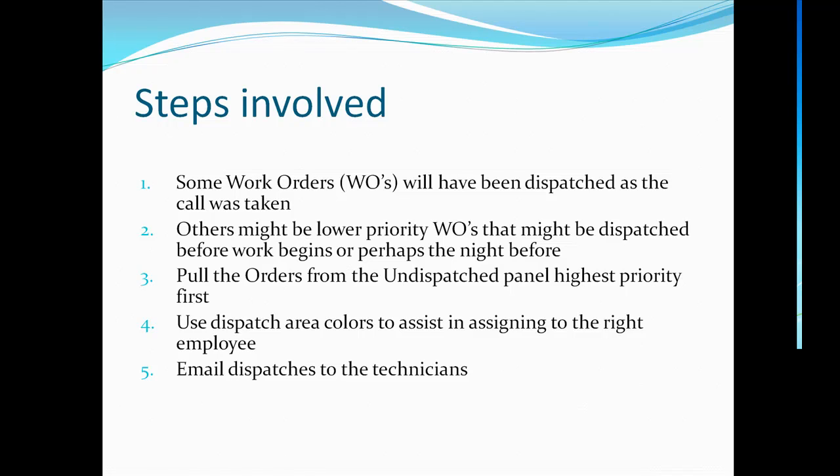So you pull the undispatched work orders from the undispatched panel, highest priority first. Use the dispatched area colors to assist in assigning to the right employee. You'll move things around until you are satisfied with how that's set up, and then what you might want to do is email the dispatches to your employees.